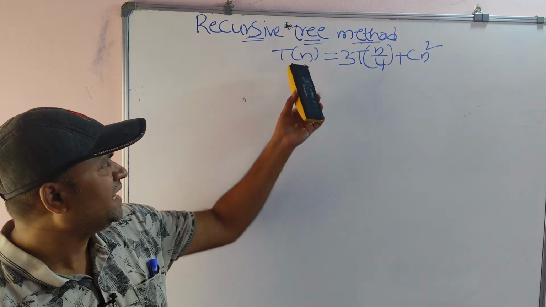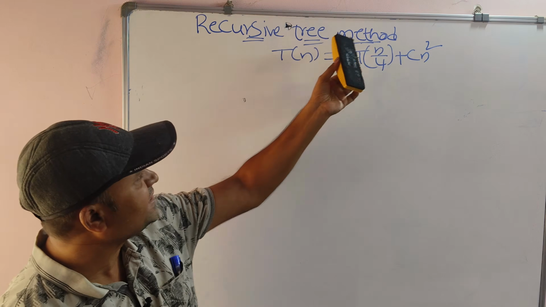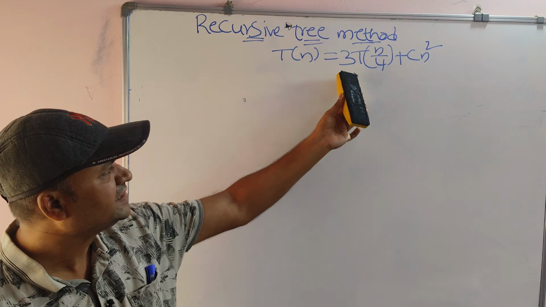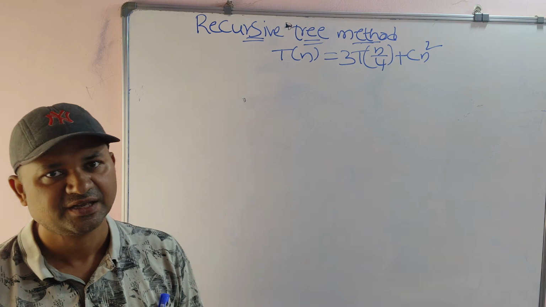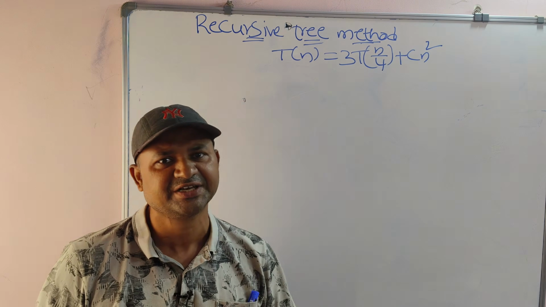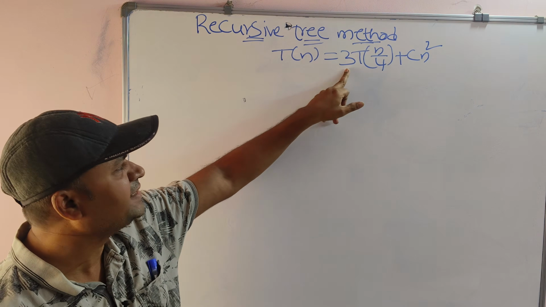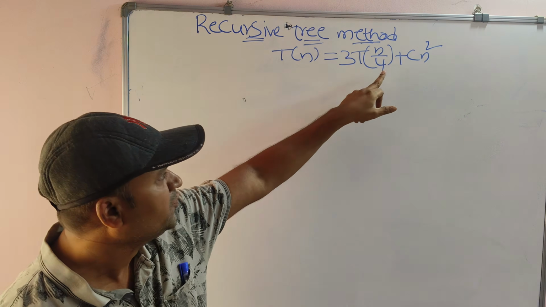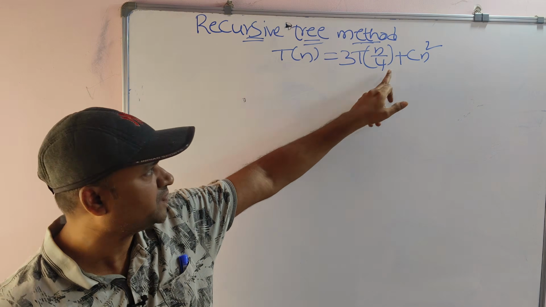Now let us solve this recurrence relation using the recursion tree method. T(n) = 3T(n/4) + cn². So this is the recurrence relation which is given. Here we have to divide the given problem into 3 parts where each part will contain n/4 elements.